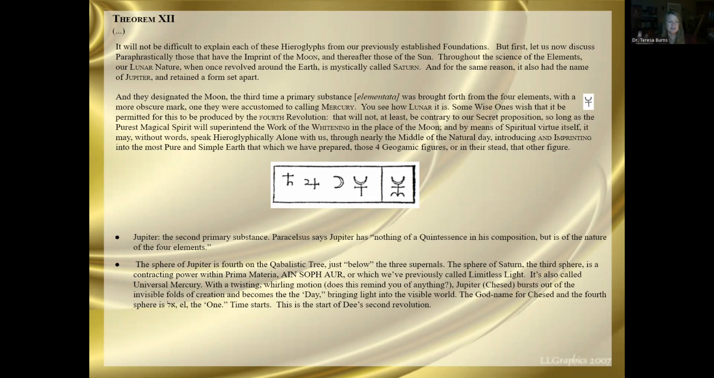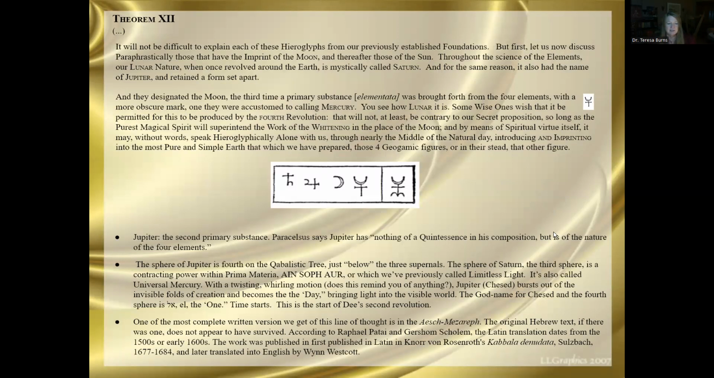But Chesed bursts out of the invisible folds of creation, and it becomes the day, bringing light into the visible world. The God name for Chesed in the four Sephiroth is El, the one God, not the Elohim, which is multiple gods. So you can correlate this with when time starts. D's second revolution starts. Aries of Aries.